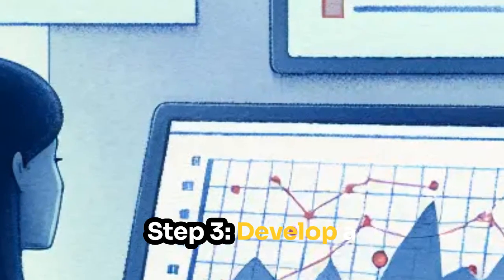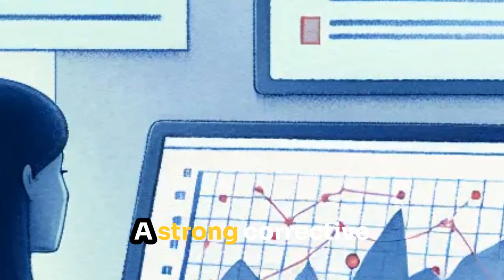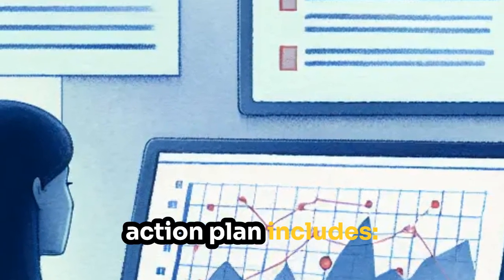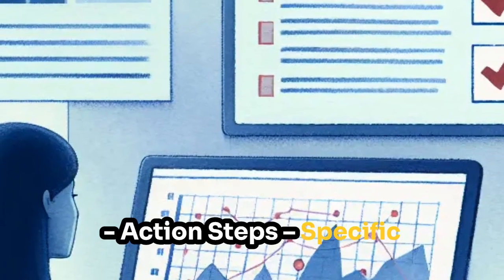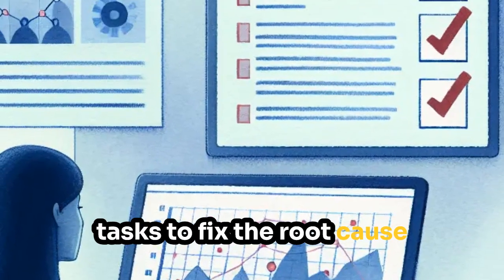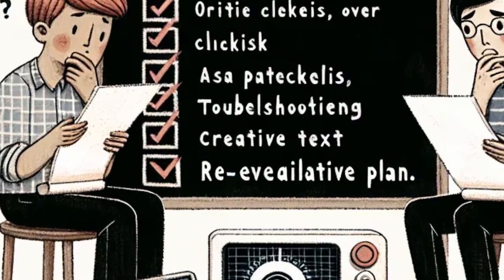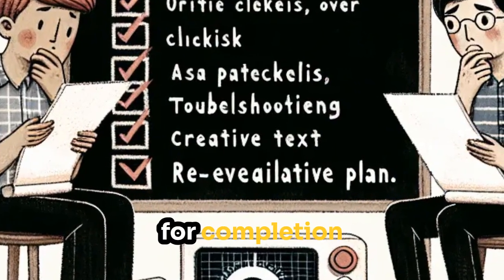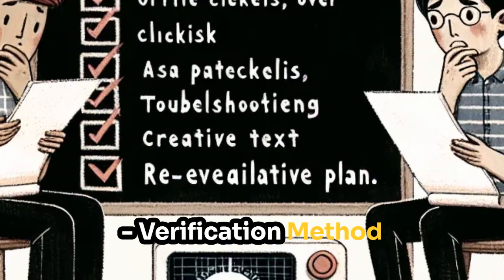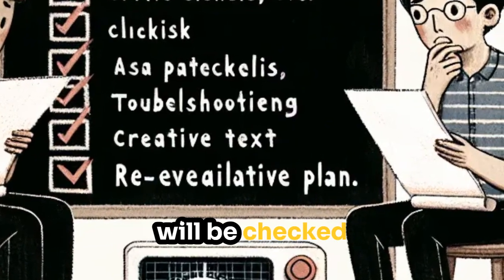Step 3. Develop a corrective action plan. A strong corrective action plan includes action steps, specific tasks to fix the root cause; responsible person, who will implement the changes; timeline, deadlines for completion; verification method, how effectiveness will be checked.